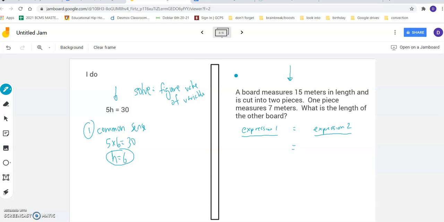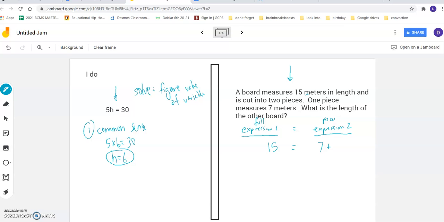So in this case, expression number 1 might be the full board, which was 15 meters. I'm tempted to write an m for meters, but remember that would look like a variable rather than a unit of measurement, so I'm not going to do that. I'm just going to write 15 and know that it's 15 meters. If I write the m, it's going to look too much like a variable. So expression number 1 is the full board. Expression number 2 might be the pieces. So it's cut into two pieces. One is 7 meters and the other is unknown.